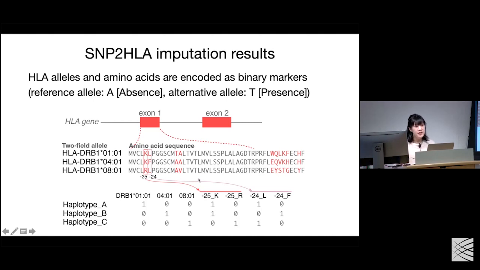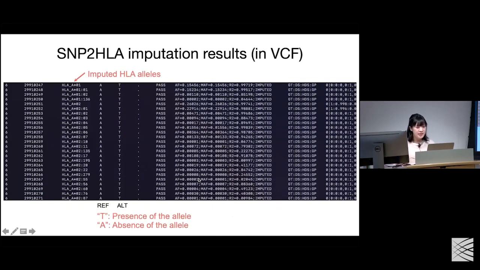Accordingly, the post-imputation VCF file looks like this. This is exactly the same format as the standard VCF file for genotype imputation. The first column represents the chromosome number, which is always 6 for the MHC region. The second column indicates the genomic position of this variant. And the third column is the name of the imputed allele, with reference allele A, which indicates the absence of the allele, and the alternative allele T, which indicates the presence of the allele.